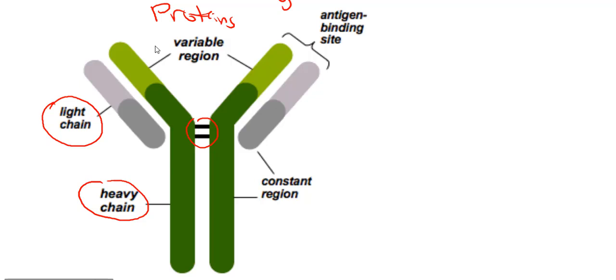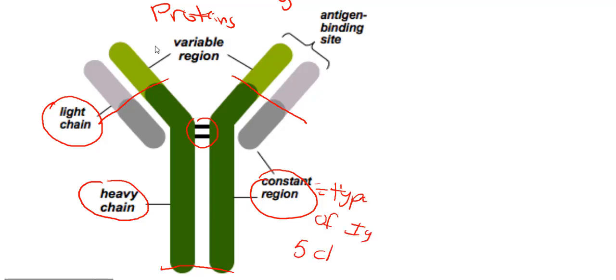The region from this line to the bottom here is the constant region. The constant region will determine the type or the class of immunoglobulin. And there's 5 classes of immunoglobulins. The top part here is the variable region, meaning each antibody, every single one, varies in only this top part.